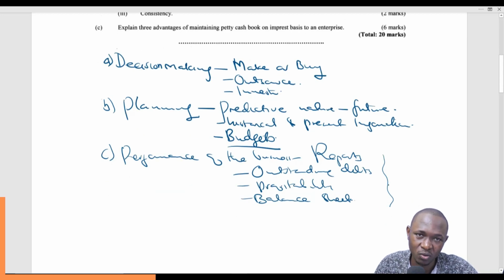If the business is doing well, if the business is not doing well, those questions are best answered by accounting or financial information. We have all these reports that can be pulled if we maintain the financial books of accounts.